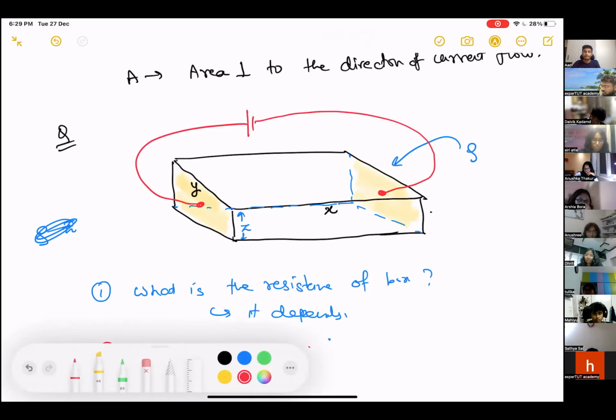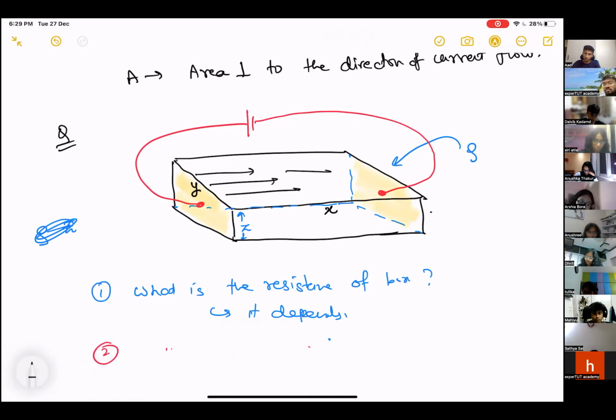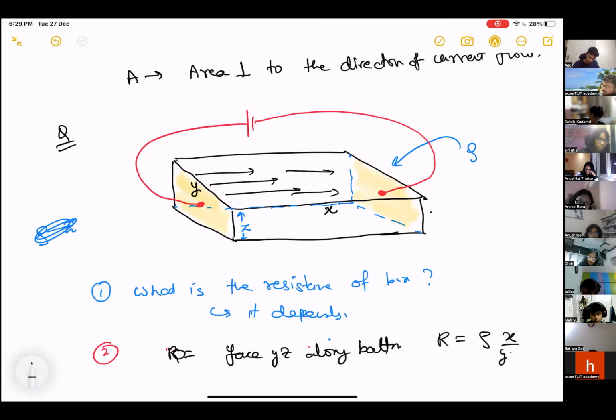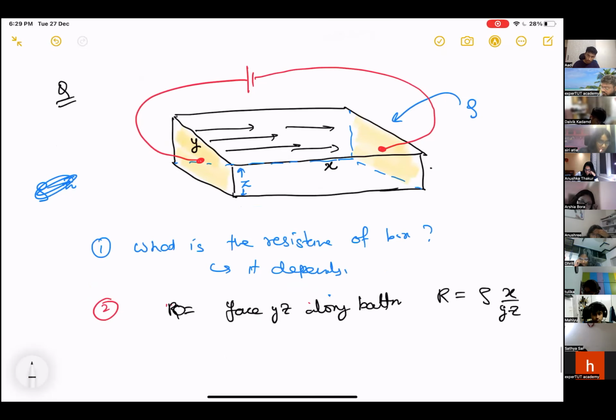तब resistance क्या है बोलो? तब current कैसे flow हो रहा है? Current is flowing like this, right? The length is X and the cross section area becomes YZ. तब resistance कितना होगा? So the resistance is rho X by YZ. ठीक है? Rho X by YZ. Fine. This is the second.